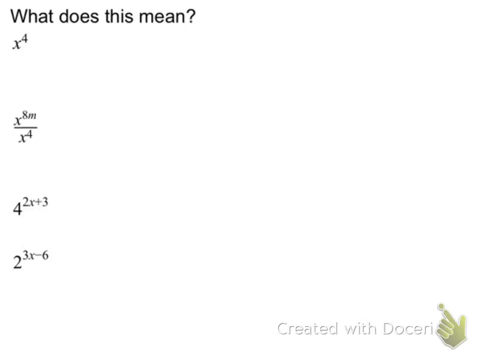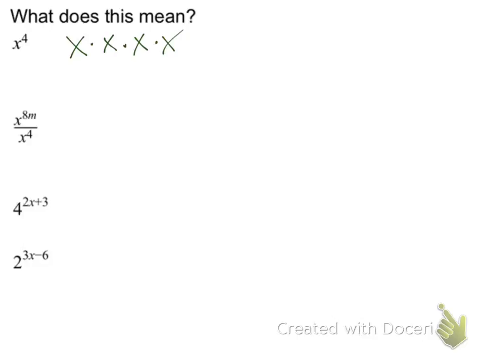So since we're working with those exponents, let's talk about what exponents are and how they work. What does it mean to be x to the 4th power? You have 4 x's. You have x times x times x times x, correct? That's what it means. Okay. What does it mean, or how can I simplify or change x to the 8m divided by x to the 4th? You got a common base.